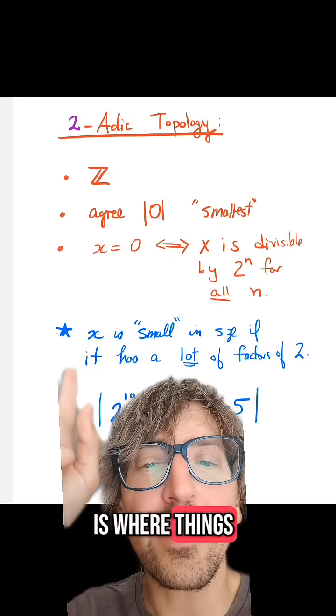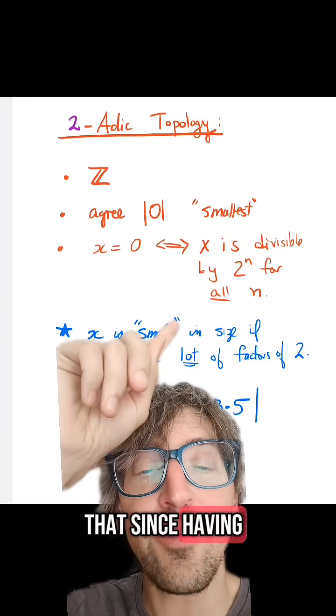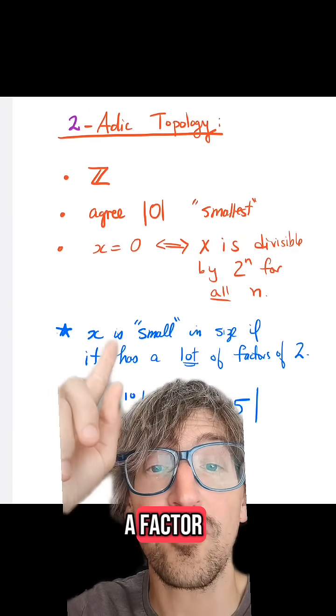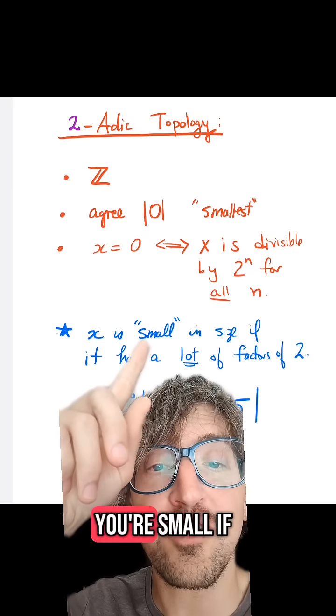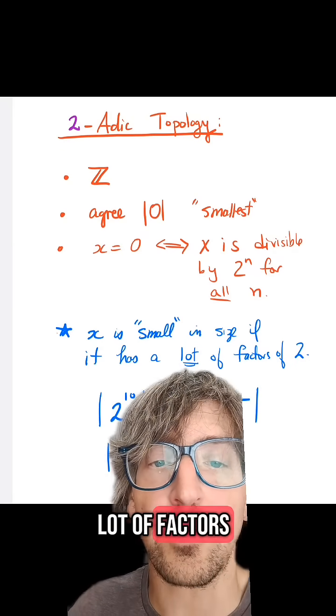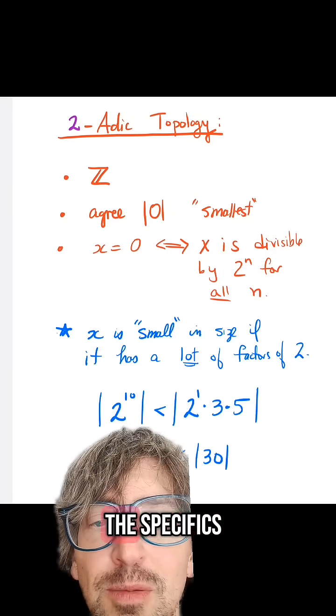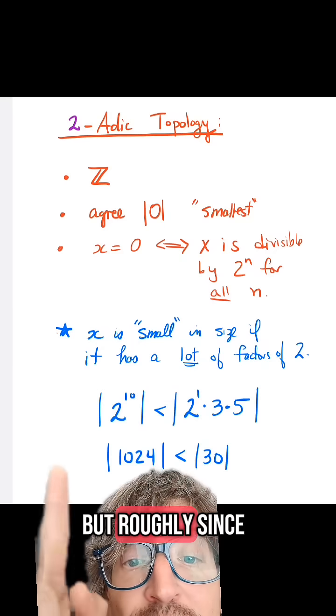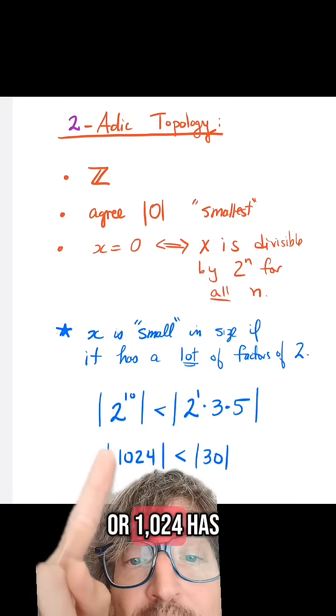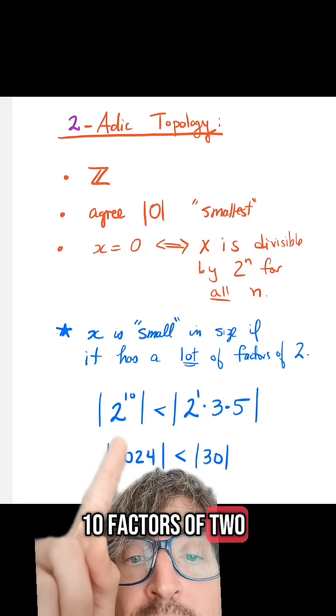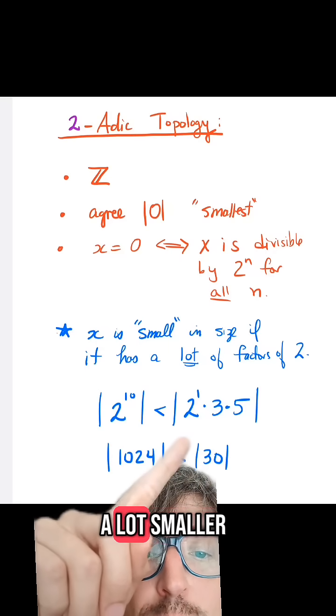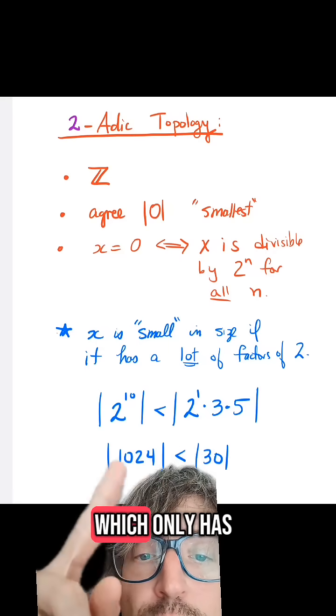And then this is where things get a little weird. We're going to say that since having all the powers of 2 as a factor should mean you're 0, we're going to say you're small if you have a lot of factors of 2. Now, I'm not going to get into the specifics, but roughly, since 2 to the 10th, or 1024, has 10 factors of 2, it should be smaller, in fact, a lot smaller than the number 30, which only has 1 factor of 2.